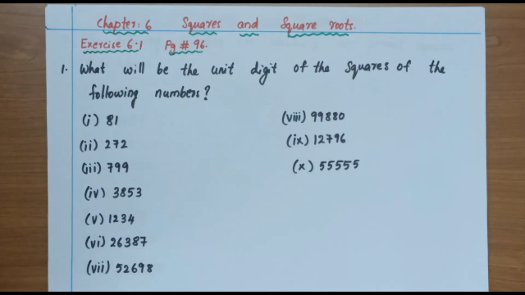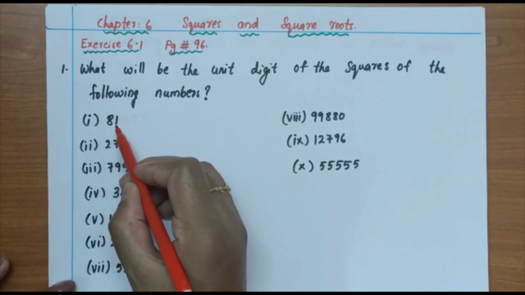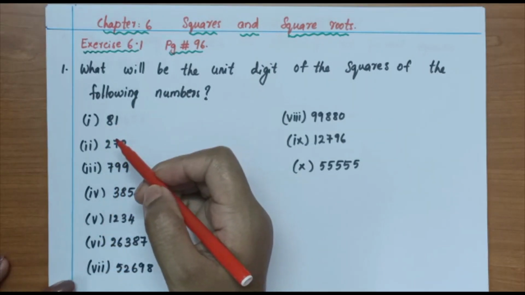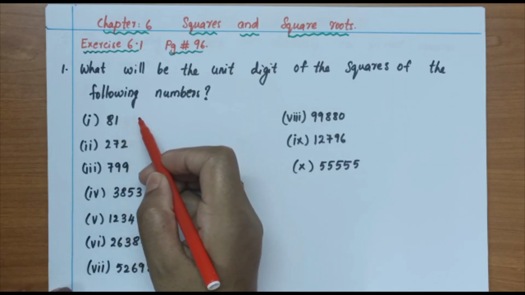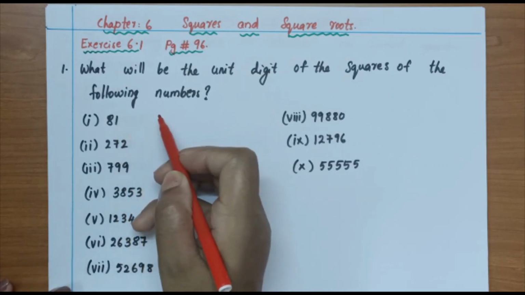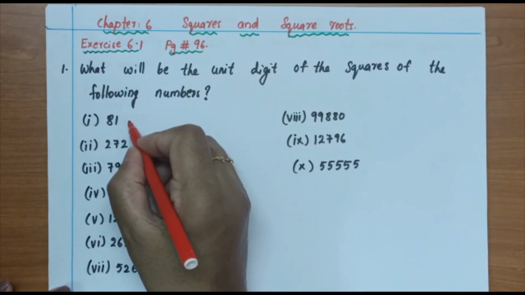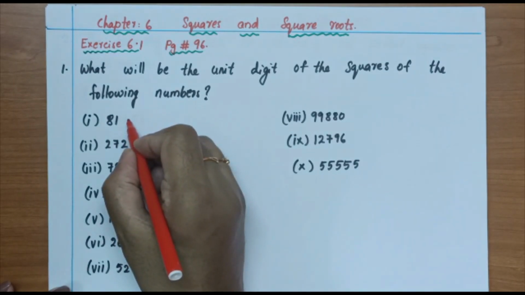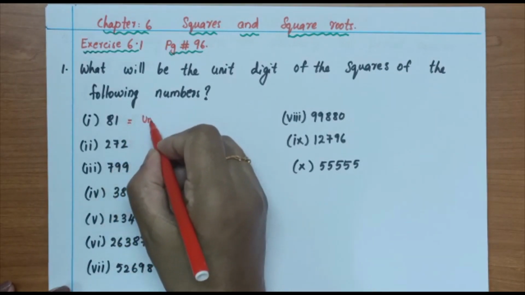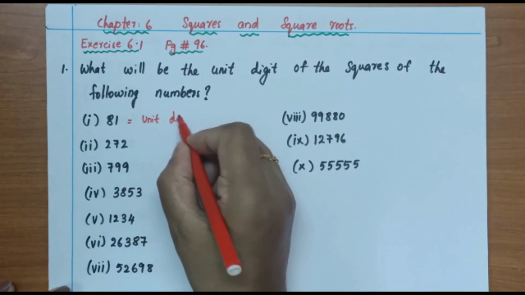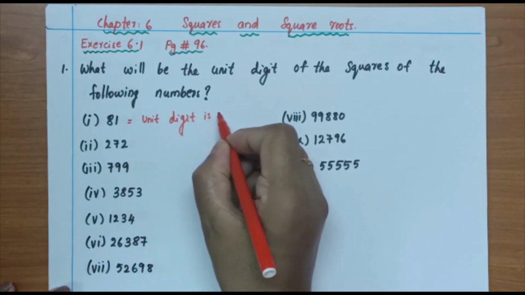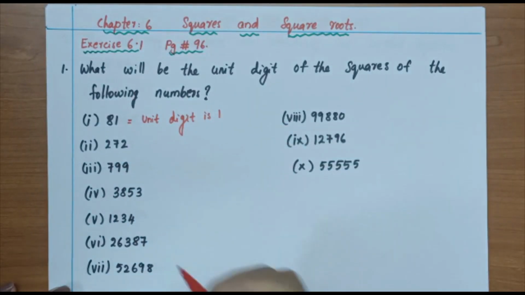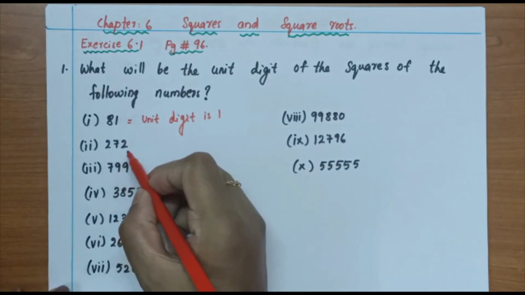When we are squaring these numbers, what can be the unit digit? Here the unit digit is 1. So when we are squaring 1, what will be the unit digit? 1 into 1 will be 1. So the unit digit will be 1. You can write: unit digit is 1.